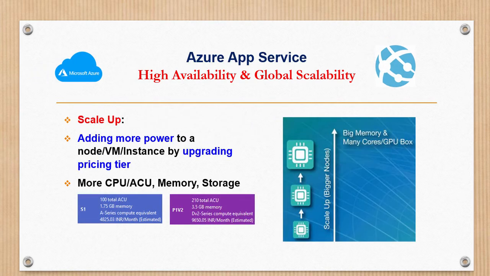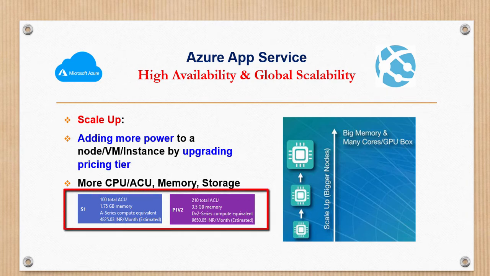Let us discuss about the scalability. App Service provides us two types of scalability, scale up and scale out. Scale up means adding more power to a node or virtual machine. Here we will be adding more CPU or ACU, more memory, more storage to a particular virtual machine. We will be adding more power to a machine, means making a node bigger. We can scale up by upgrading the pricing tier.